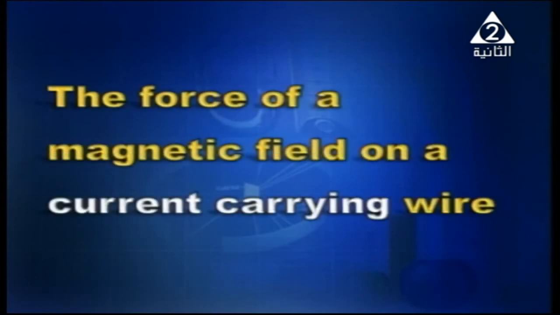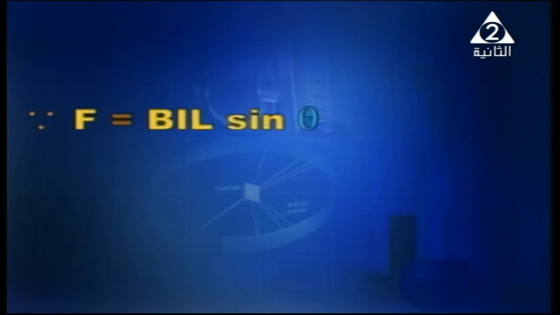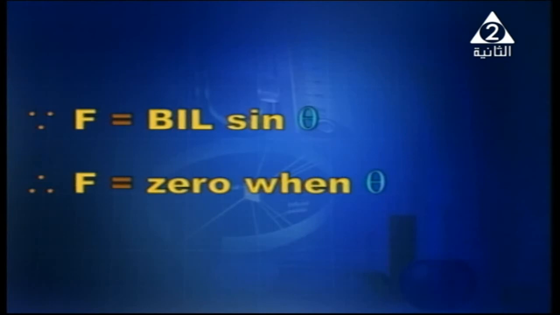When does the force of a magnetic field on a current carrying wire equal 0? This happens when the wire is placed parallel to the field. Let me explain it. We've got a wire and a current is sent into the wire, and the wire is placed in a magnetic field, but no force acts on it. This happens when the wire is placed parallel to the field. Force is given from the expression BIL sine theta. Once again, the force will be 0 when theta equals 0.